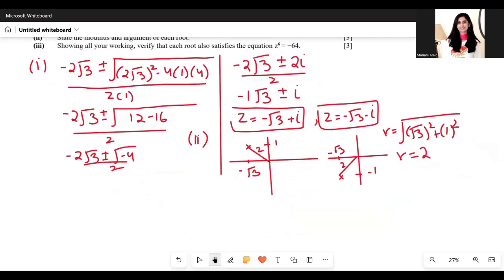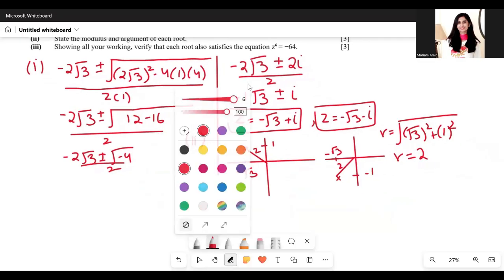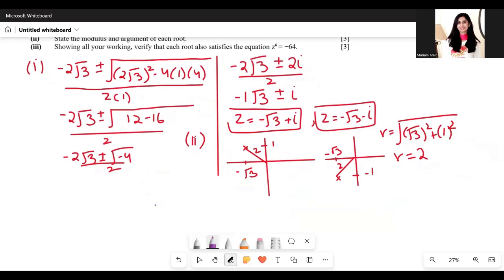Let's find their arguments. For the first root, we will find this angle and then subtract it from pi. For the other one, we find this angle, which we would have already found earlier, and put a negative sign because that's a clockwise angle. So the arguments will come out the same but with the opposite sign. One would be positive, the other negative.